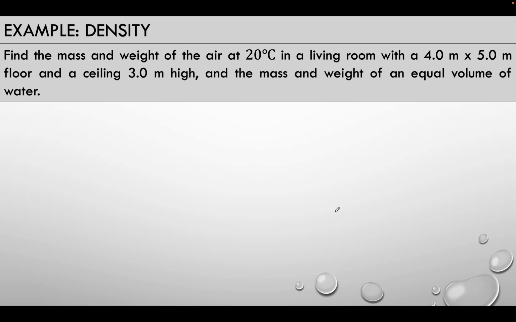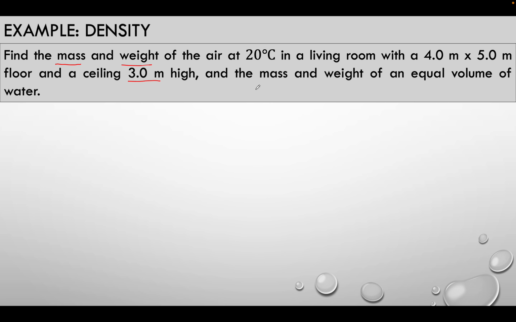Okay. So let's try solving an example for density. So we have right here: find the mass and the weight of the air at 20 degrees Celsius in a living room with a 4 meter by 5 meter floor and a ceiling 3 meters high, and also the mass and the weight of an equal volume of water.